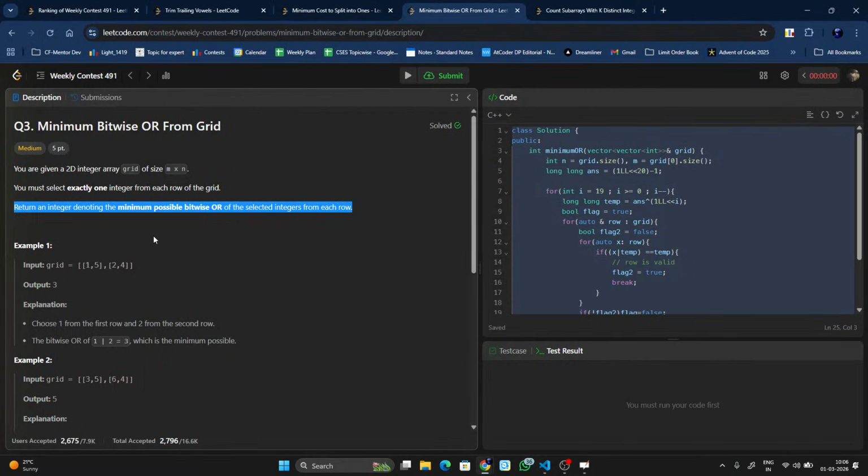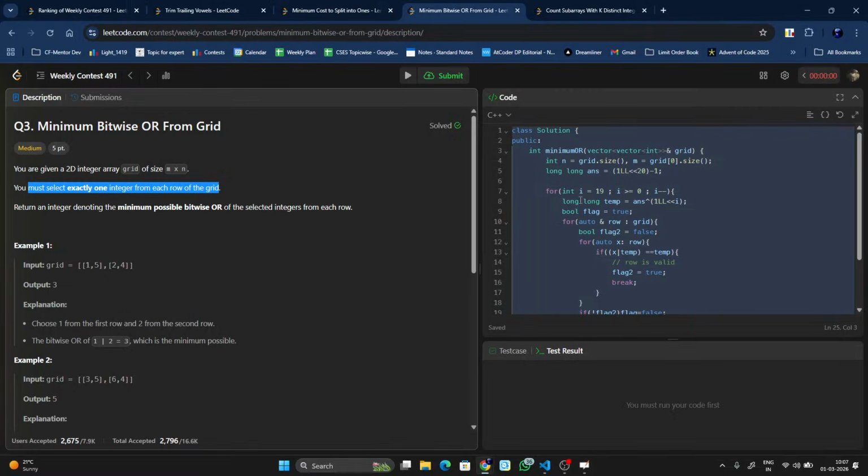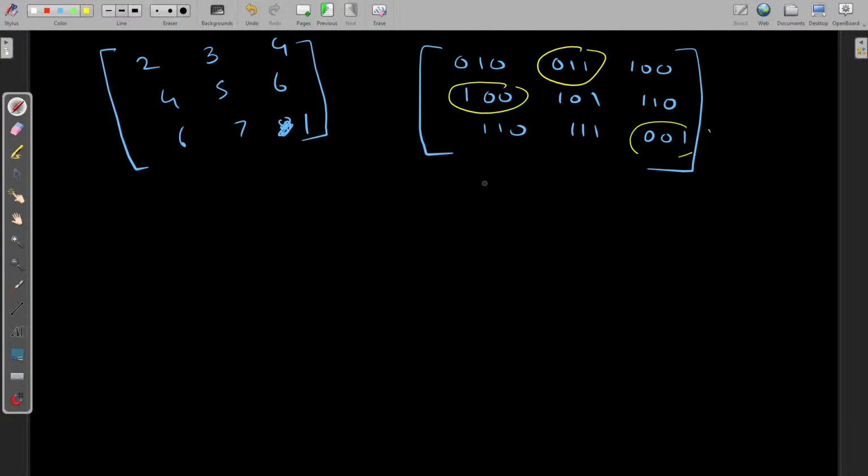So they have asked us from each row of the grid, we can select any one integer. So let's say I select any one integer at random. I will select it in the corresponding binary matrix, so it's easy to understand. And we have to return an integer denoting the minimum possible bitwise OR. For now, let's see what bitwise OR means. So bitwise OR means if I take elements 0, 1, 1, 1, 0, 0, and 0, 0, 1, the bitwise OR of these elements should be 1, 1, 1.